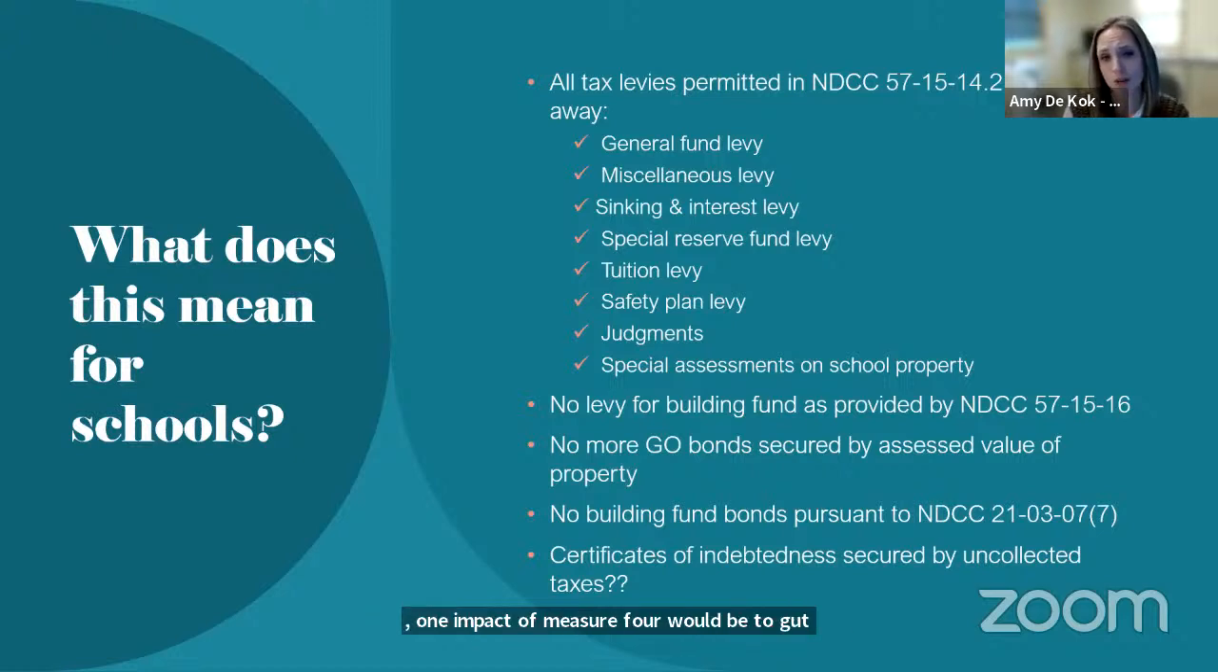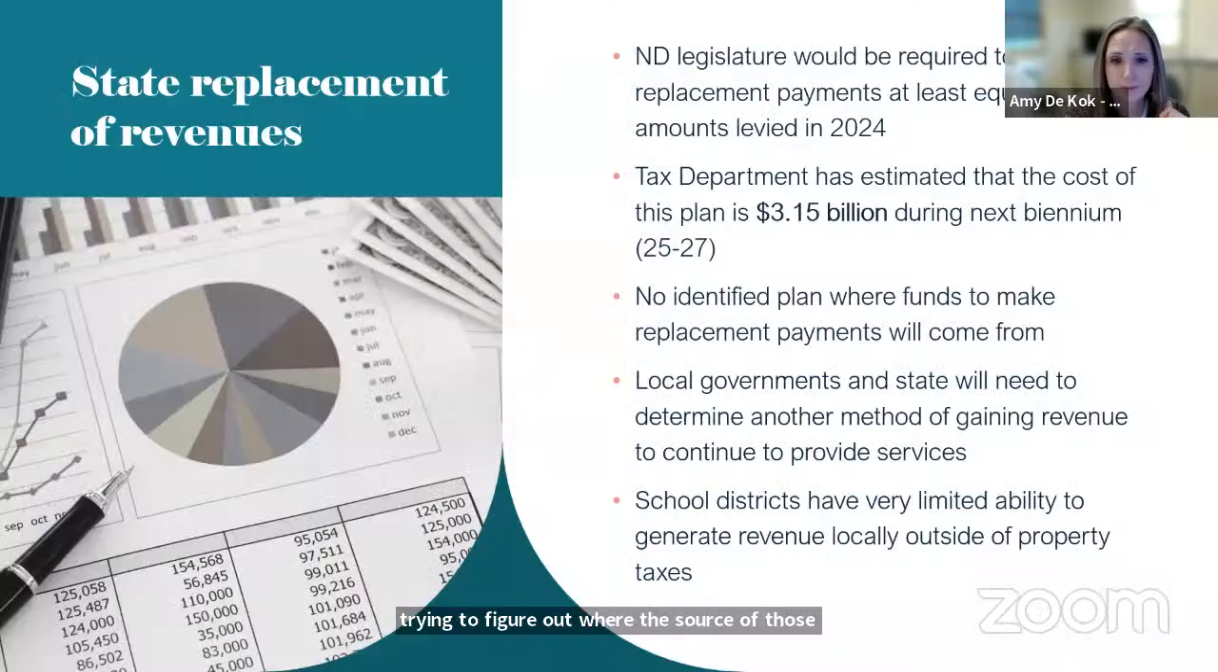And so, we do have a legislative session coming up starting in January of 2025. And so the legislature would have to deal with all of those impacts throughout the Century Code. They would have to address that during session, in addition to trying to figure out where the source of those replacement payments would come from, which I'll address here on the next slide.